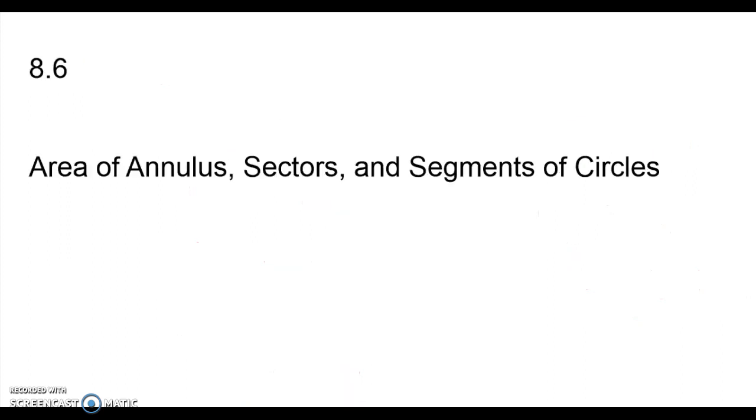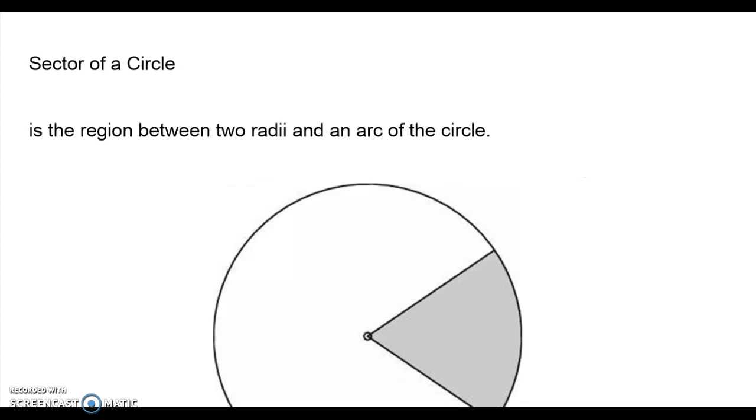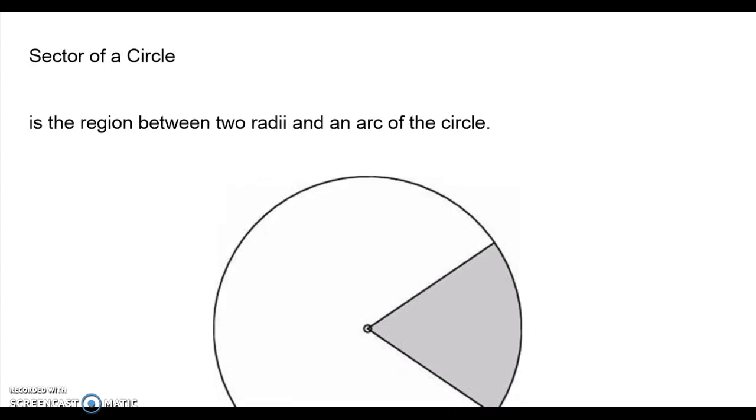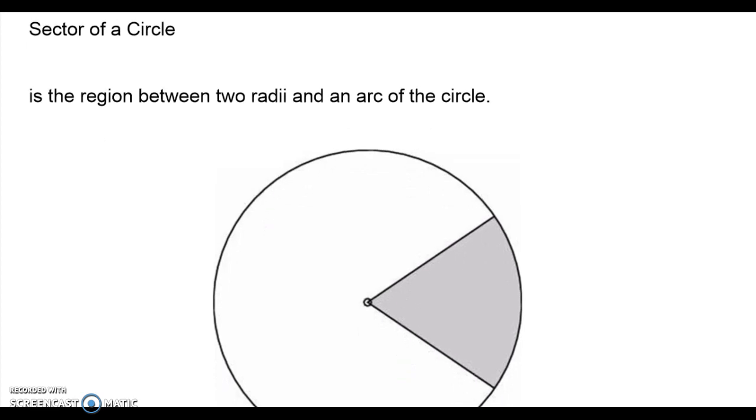All right, 8.6, this is on finding the area of an annulus, sectors, and segments in circles. Okay, so we have 3 big formulas. Make sure you're paying close attention to all 3 of these, because they're very important to this unit. First part is, what is a sector? A sector is the region in a circle between 2 radii and an arc of a circle.